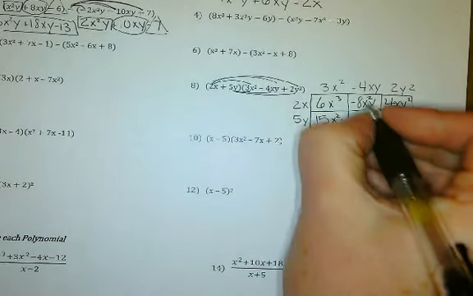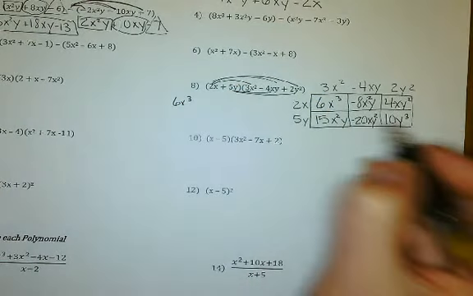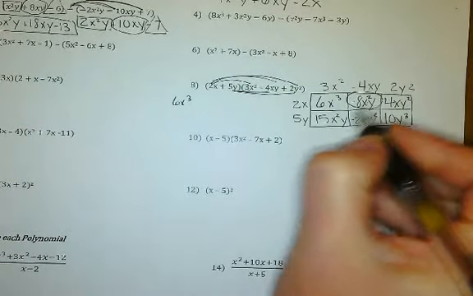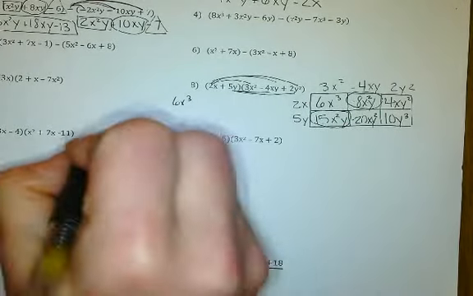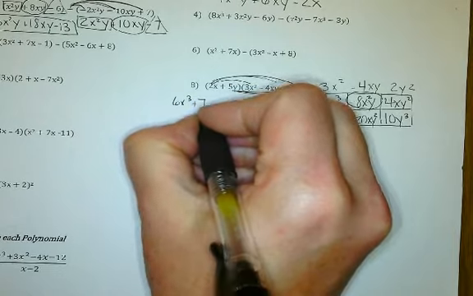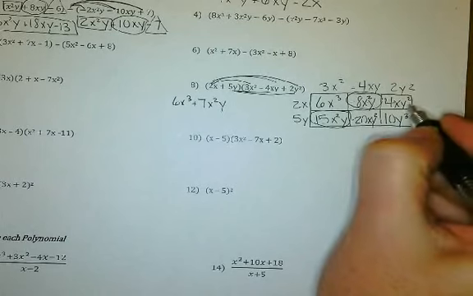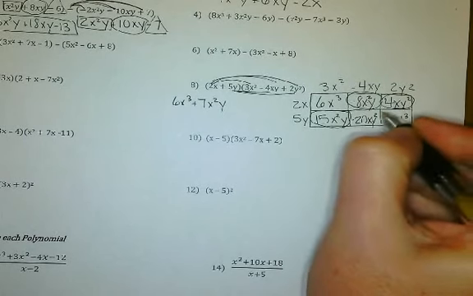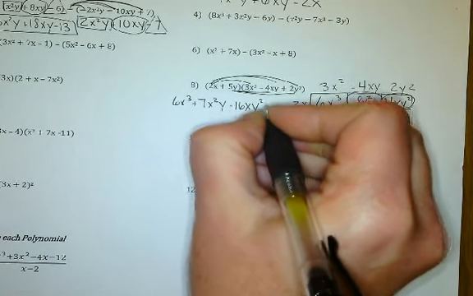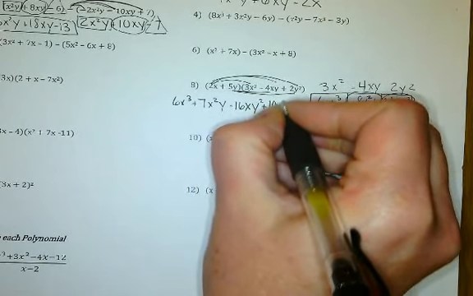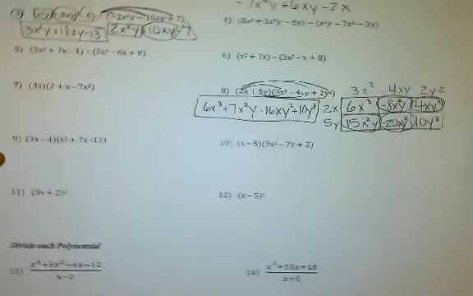So if I start combining what's alike, there's nothing to combine the 6x cubed with, so 6x cubed. I can combine these, because they both have x squared y. So again, when I'm just combining, I'm not adding exponents. You only add exponents when multiplying. Okay, I can also combine these. That gives me negative 16. And there's nothing to combine the 10y cubed with, so I'm just going to rewrite it.